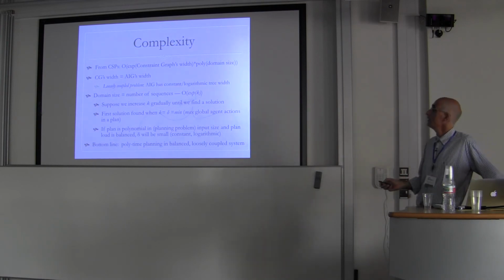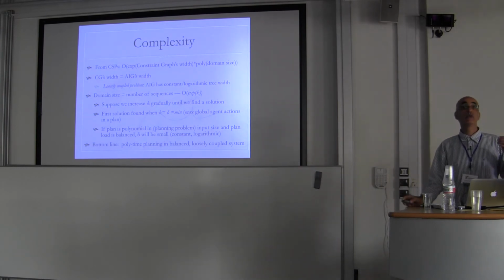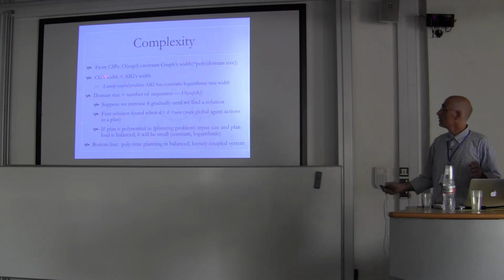And the complexity is derived from the fact that we model this constraint satisfaction problem. It's exponential in the constraint graph's width and polynomial in the size of the domain. Okay, so the constraint graph's width is basically the width of this agent interaction graph. And if our multi-agent planning problem is loosely coupled, we expect this to be something that is small. Okay? Something that is small.